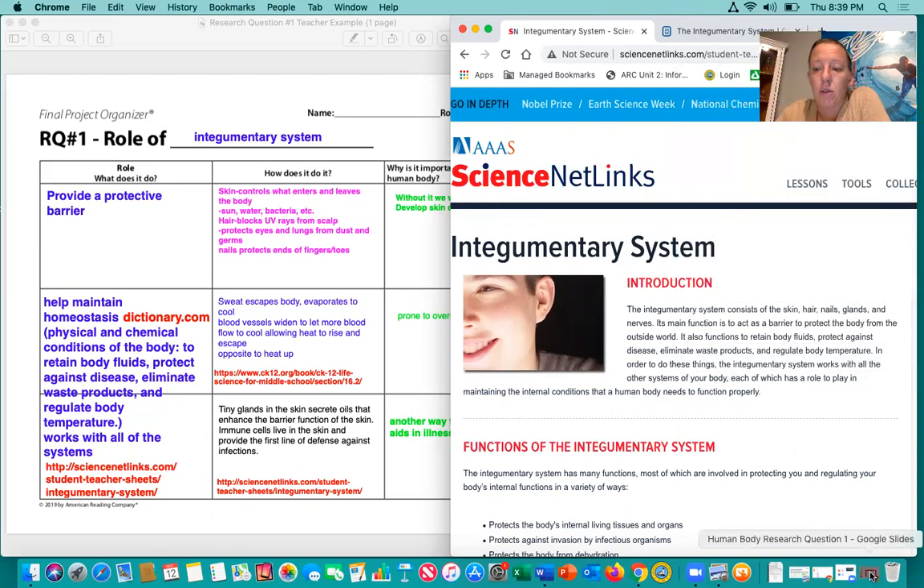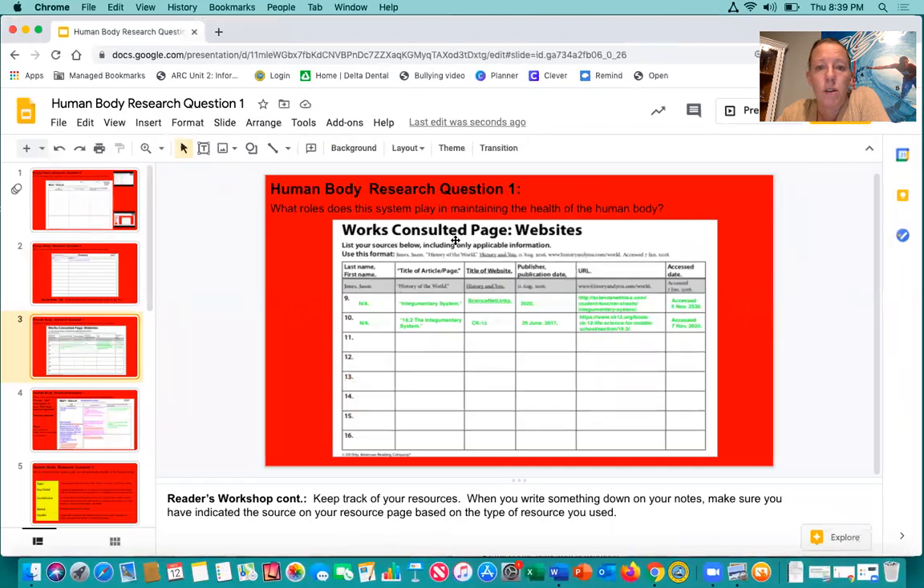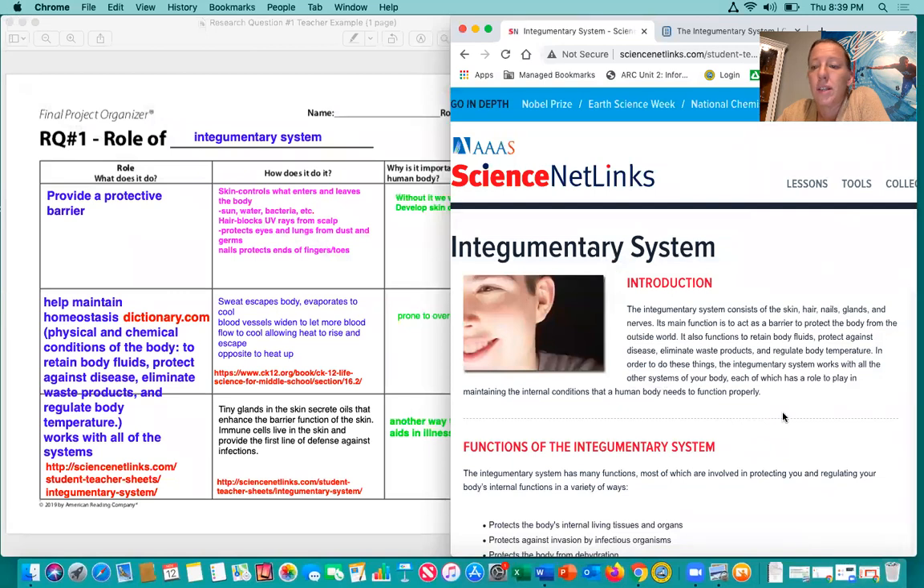You can utilize your Works Consulted page, whether it's a book or website, and you can add it here so you can refer back to it again. Or you can sticky note a book if you're utilizing a book to do your research. And you want to focus on the role that your system is playing.